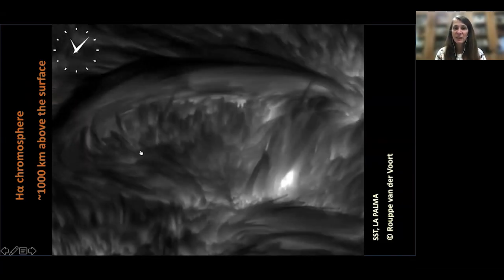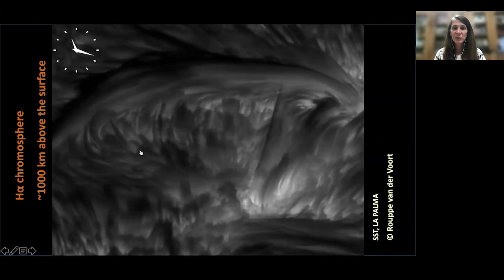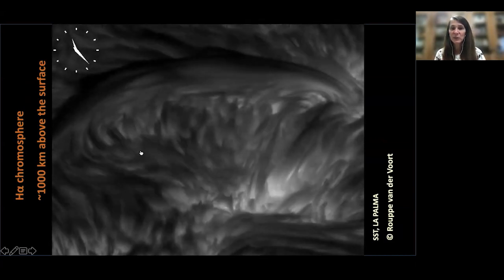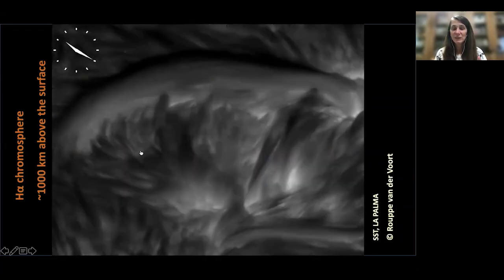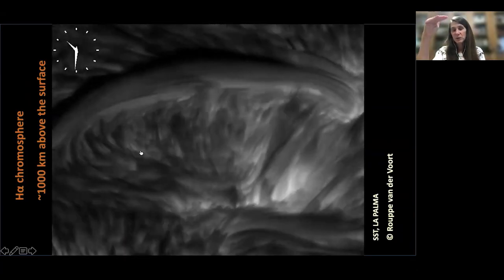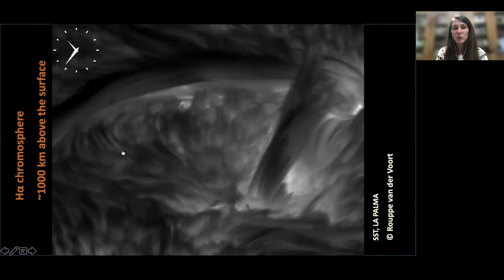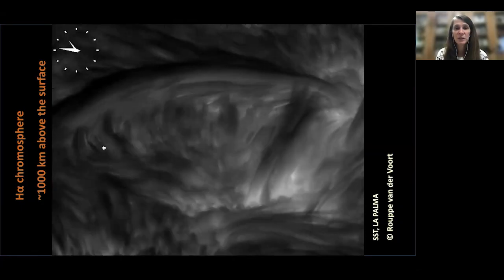And surprisingly, you probably won't tell that just by looking at this image, but what we see before and what we see now is the same structure. This is the same structure seen at level 0 and at level 1000 kilometers, okay? And you see it completely different.